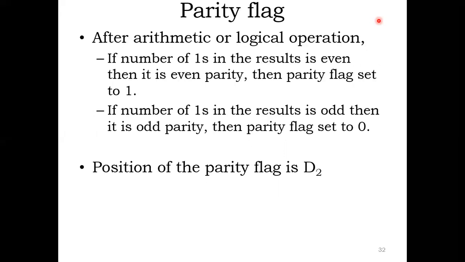After an arithmetic or logical operation, if the number of ones in the result is even, then it is even parity and the parity flag is set to 1. If the number of ones in the result is odd, then it is odd parity and the parity flag is set to 0. The position of the parity flag is D2.